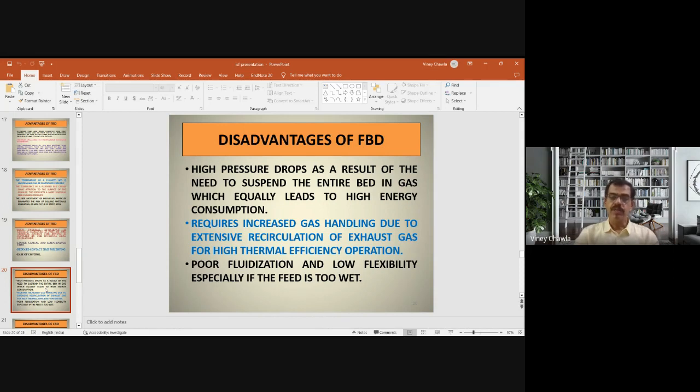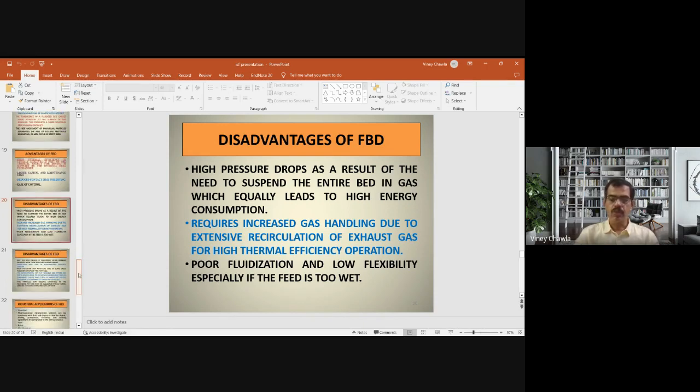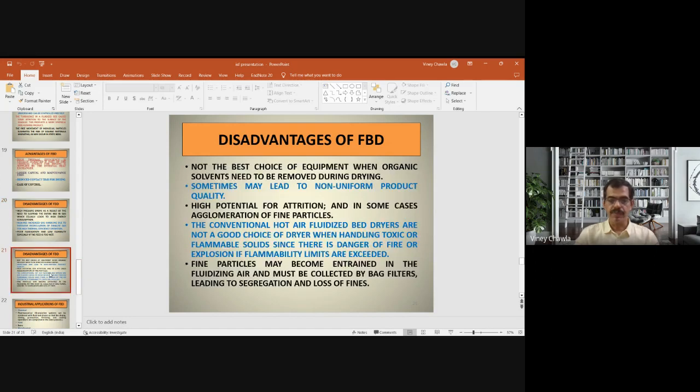Now, if the feed is too wet, the fluidization can be poor and flexibility is compromised. So we need to be careful, specifically with feed which is having poor fluidization. Sometimes it is said that this is not the best choice when you are handling organic solvents which need to be removed, because there is a problem with the flammability of the products. Sometimes, if the flammability limits are exceeded, then an explosion can also take place.